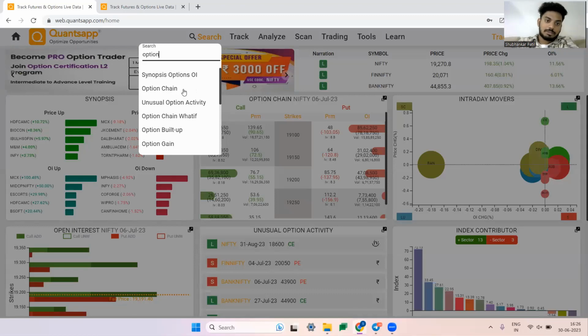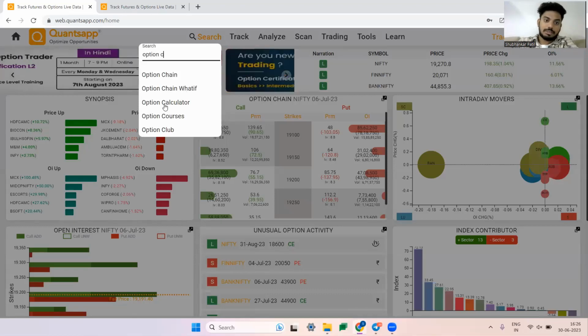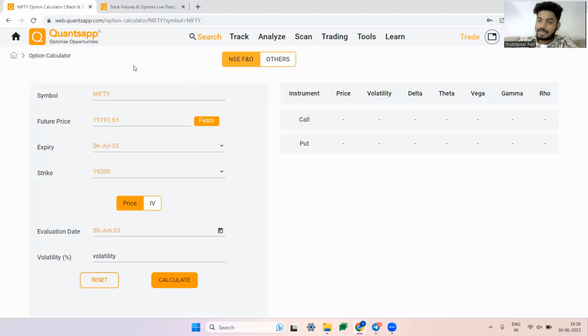So for that, let me take you to the option calculator tool in the application. So here it is. Option calculator is a free tool, and I would say someone who is getting started should start using this tool because it will help you understand option premiums better. Like how any change in a variable affects your option premium, you can understand it here.